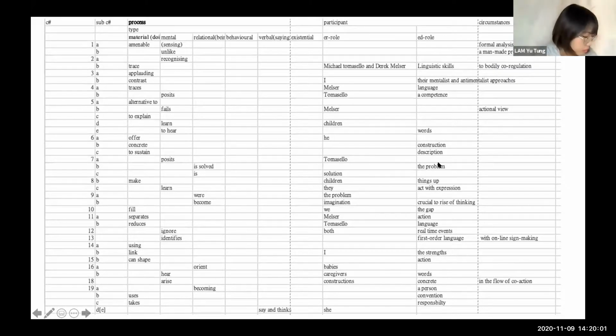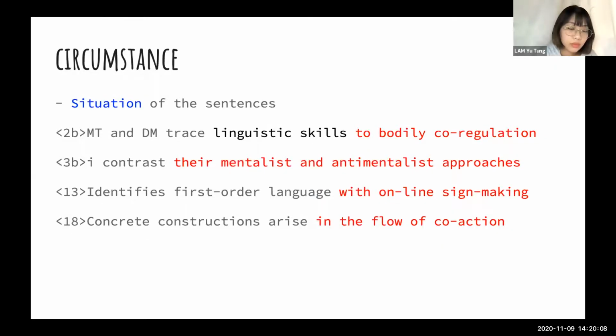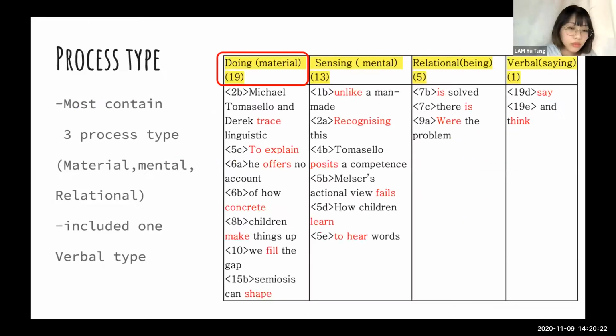So, that is the analysis table about transitivity. First, let me talk about the circumstances in this text. The circumstances are about the situation and the environment of the sentence. For example, in 2b, to body co-regulation, and in 18, in the form of coaction. The second part is about process type. After analysis, we categorize the text into 4 kinds of process types. First is doing, with 19 words, like trace, expand, shape. Next is sensing, with 13 words, like to hear, poses. The third is being, with 5 words, like the words is and where. The last process type is verbal, and it only includes one phrase, that is said and think.